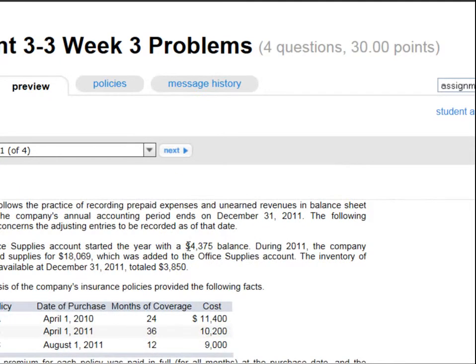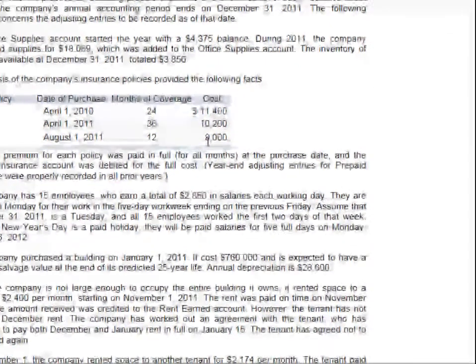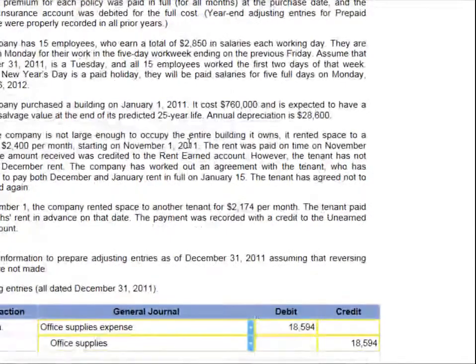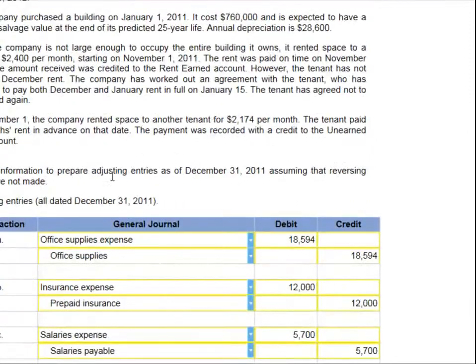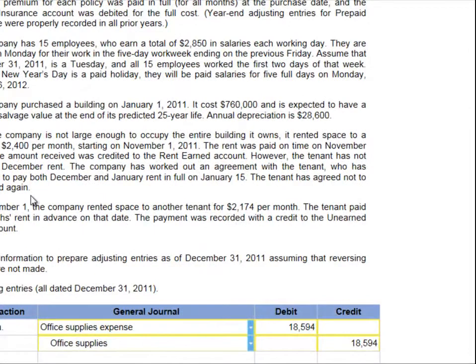The office supplies account, then it says the insurance policies. So we're going to go through this and see how everything relates to the adjusting entries. And we're going to do it A through F. So we'll use each of those pieces of information individually or independently as well.